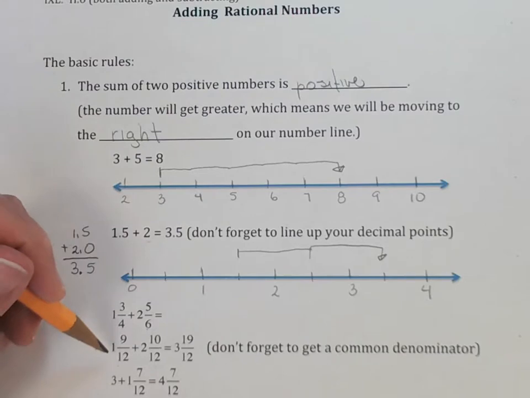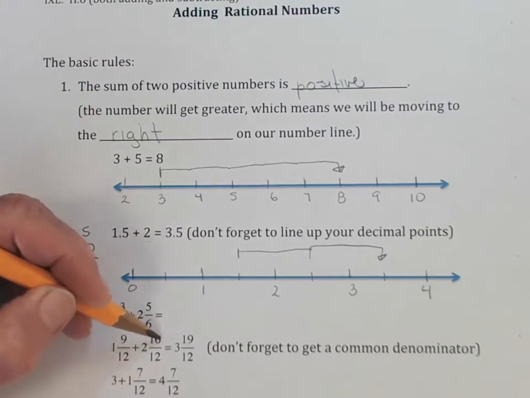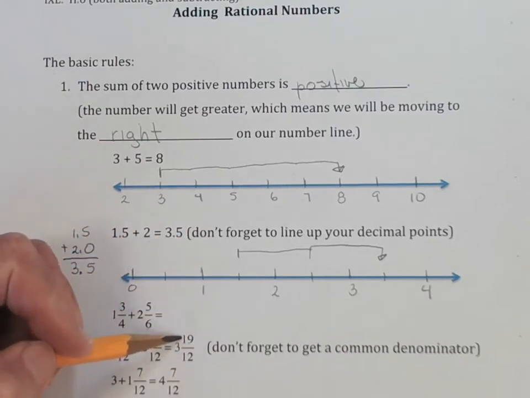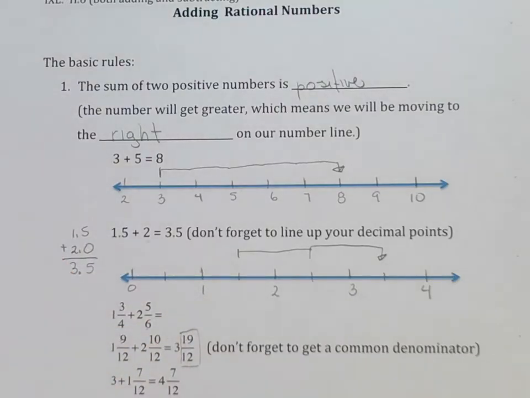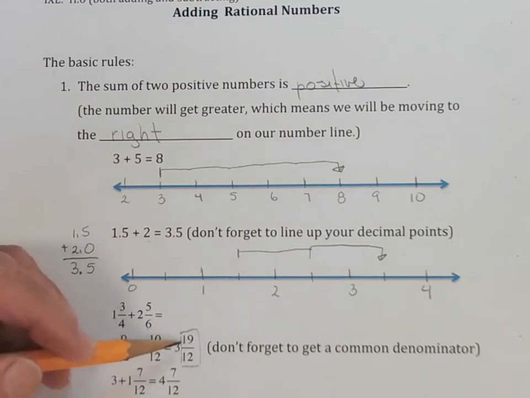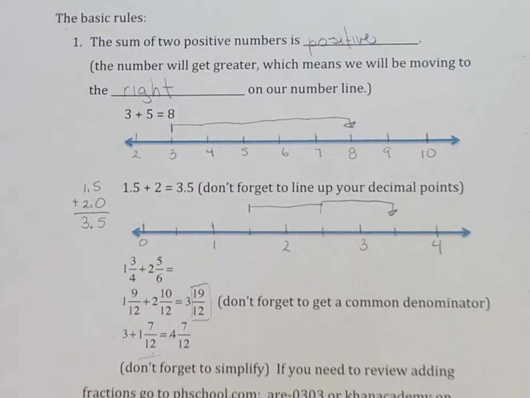Now we can add. So we add our whole numbers. 1 plus 2 is 3. Add our numerators. 9 plus 10 is 19. And now you can see we have an improper fraction. The numerator is bigger than the denominator. So we're going to change that to a mixed number. 12 goes into 19 one time, and there's 7 left. So 19 twelfths equals 1 and 7 twelfths, and then we add that to the 3. So we get 4 and 7 twelfths. So that's a little review on your fractions.